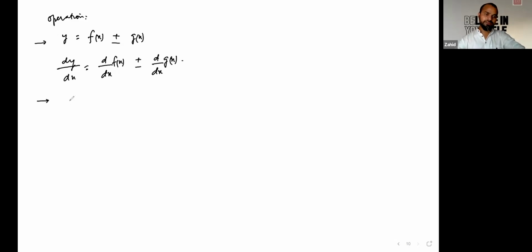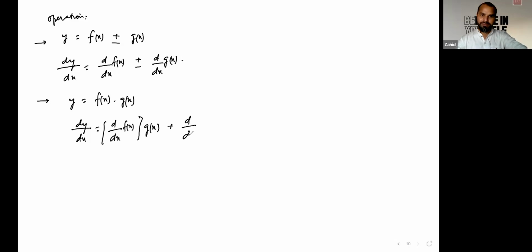But in multiplication, if y is equal to f(x) dot g(x), there is a multiplication between them. So we use the product rule, which states dy/dx is equal to differentiate the first part and multiply it by the second, plus differentiate the second part and multiply it by the first. This is called the product rule.